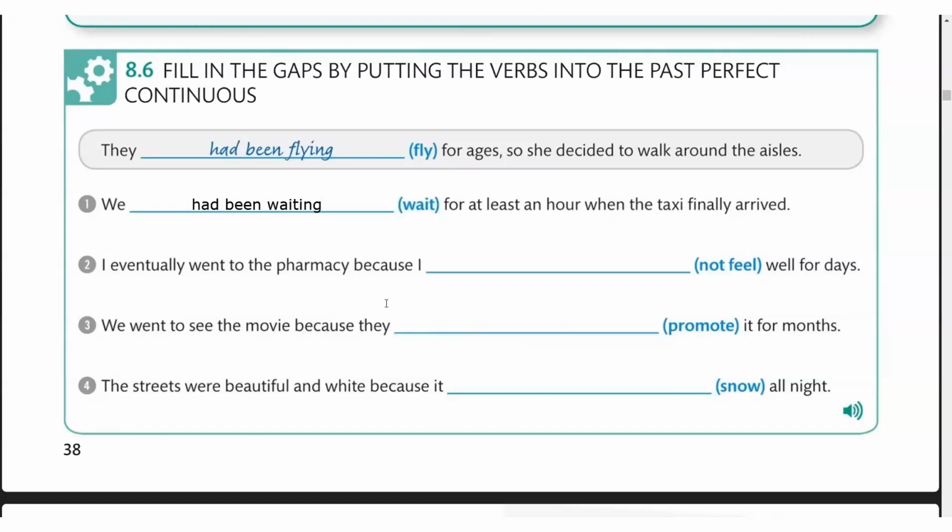Number two, I eventually went to the pharmacy because we have had not been feeling well, because we have to make this negative here, had not been feeling well for days. Number three, we went to see the movies because they had been promoting it for months. And the last one, the streets were beautiful and white because it had been snowing all night. So we have had and been, and then the ing, snowing all night.